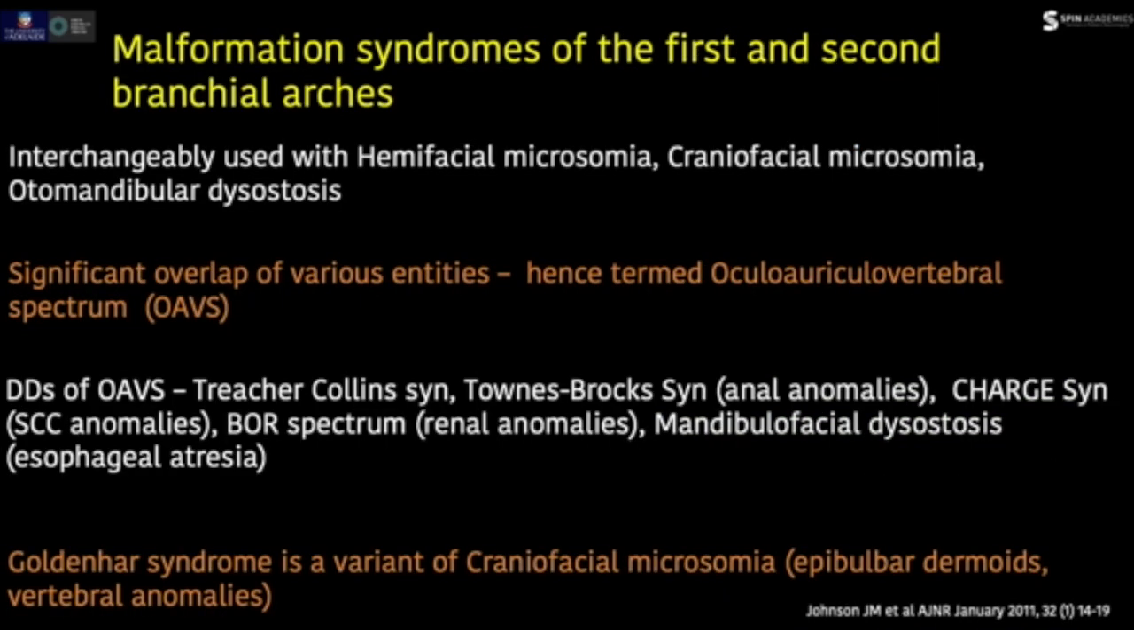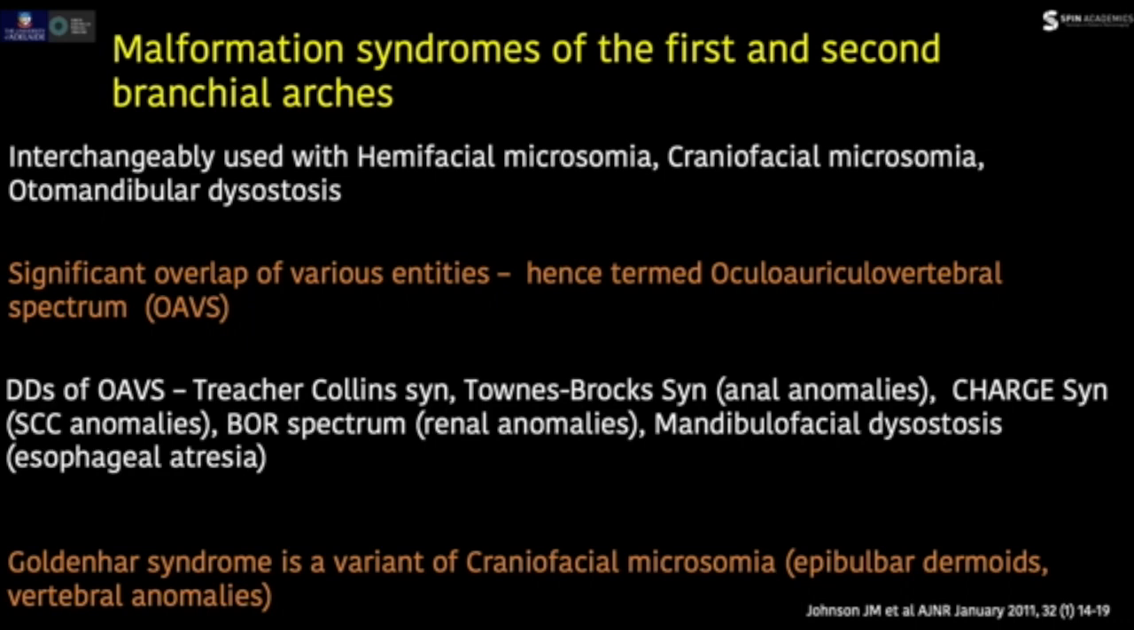The syndromes of the first and second branchial arches can also be interchangeably used with other terminologies such as hemifacial microsomia, craniofacial microsomia, otomandibular dysostosis. So, this is a situation where there is significant overlap, and therefore the term oculo-auriculovertebral spectrum was introduced. There are several differentials of the OAVS: Treacher-Collins, Townes-Brocks, Charge syndrome, branchio-oto-renal spectrum, and mandibulofacial dysostosis.